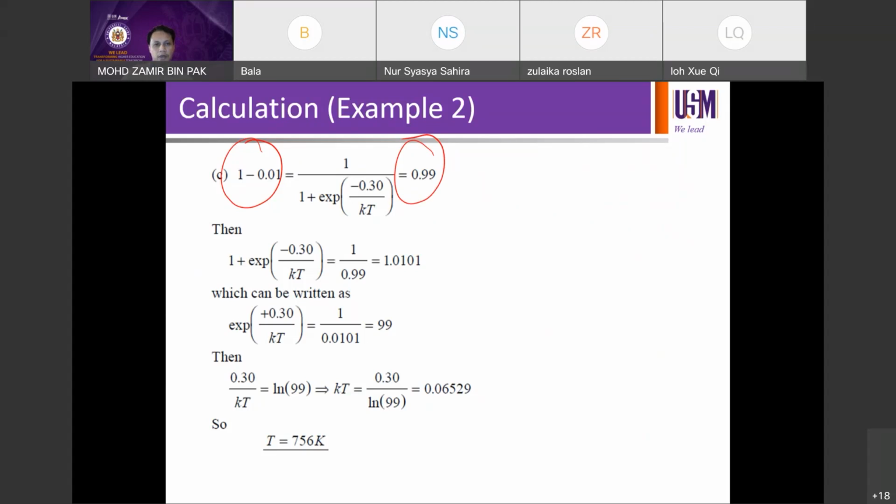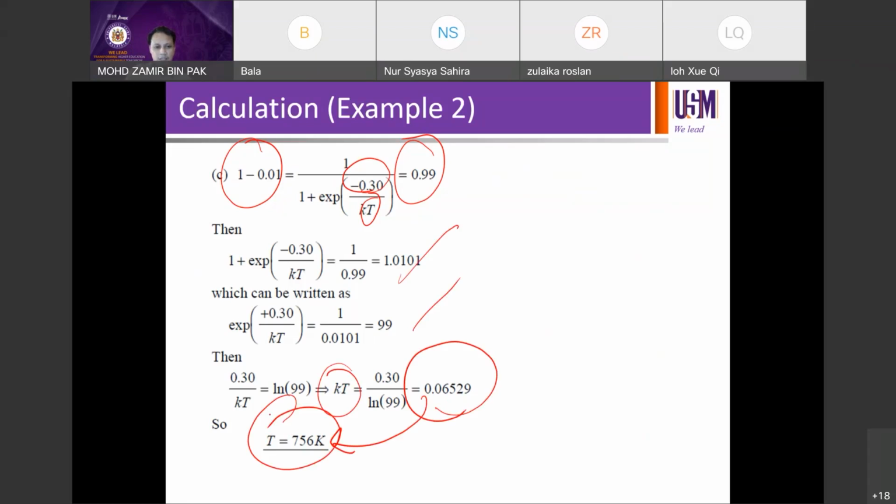1 plus 1 over exponential, now 0.3 below, right? Your E is now below EF, and therefore your E minus EF will be negative because your E is smaller than your EF. And then your kT, you are required to calculate the T instead of your Fe because your Fe is given. Then you do all the math, and you're going to get your kT equals 0.06535, and then you divide by the Boltzmann constant, you're going to get T equals 756 Kelvin.